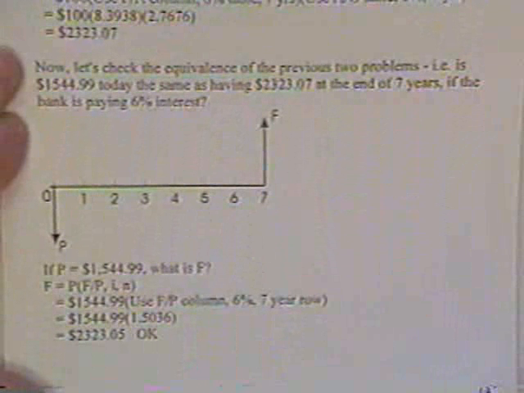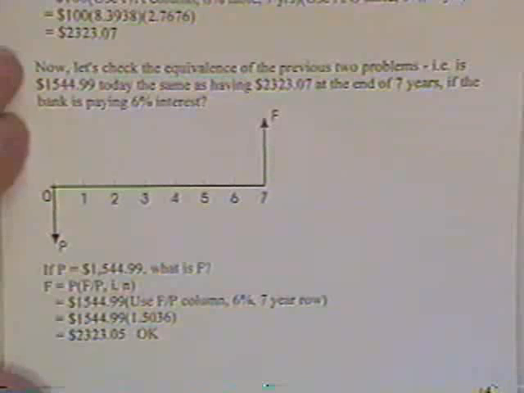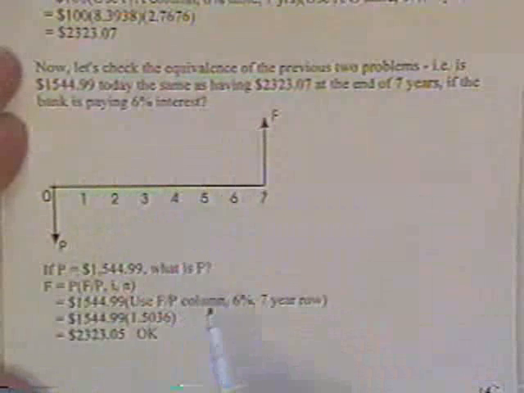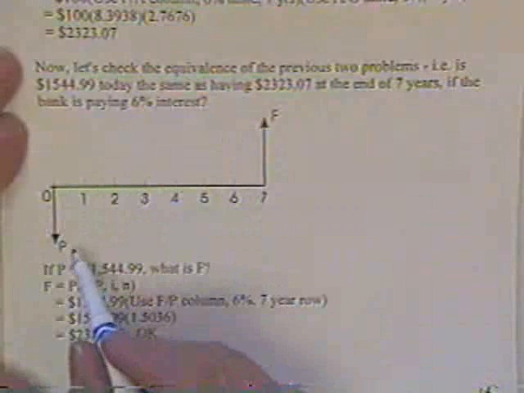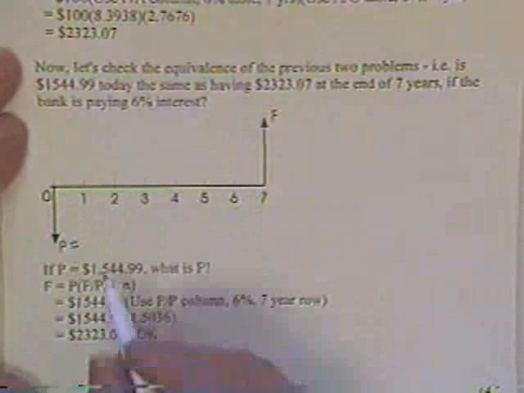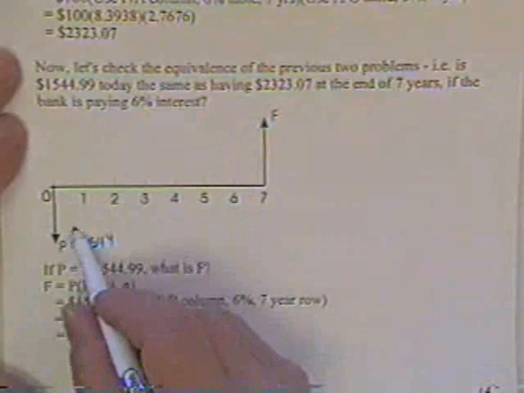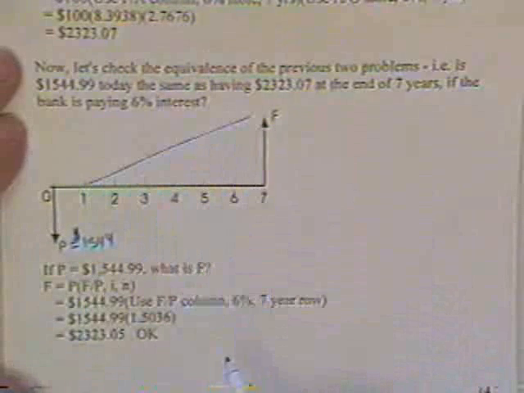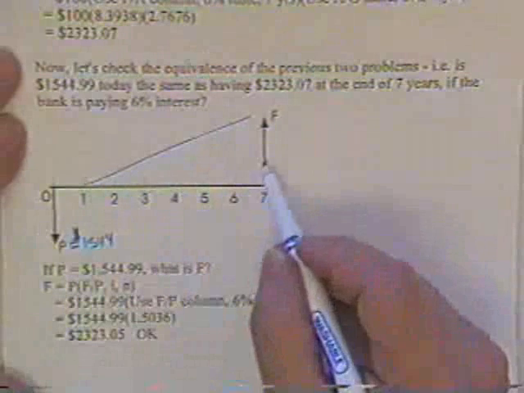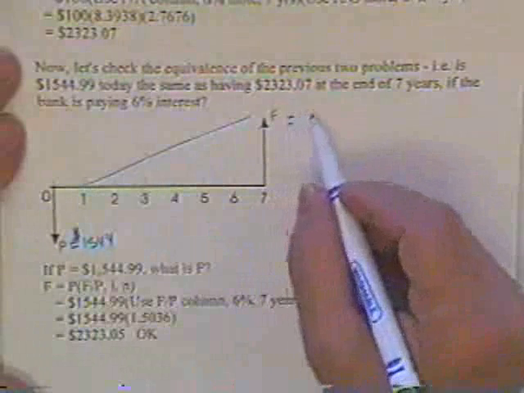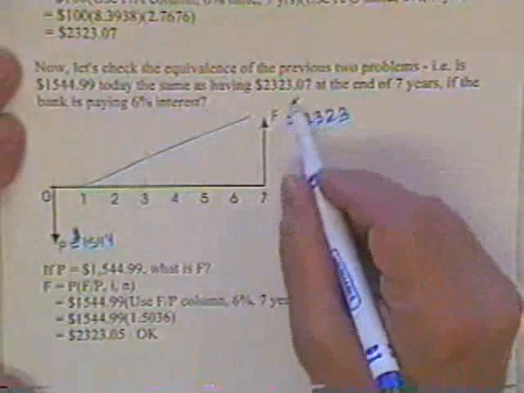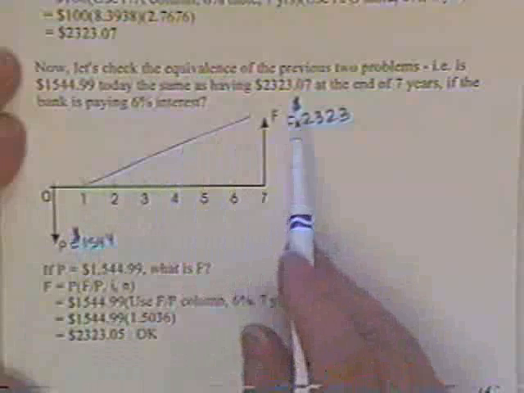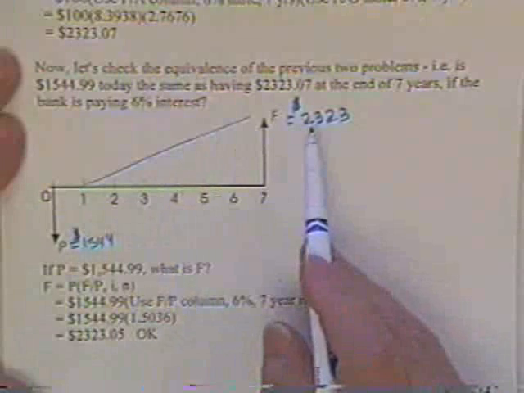Now, in this case, we're kind of doing the same thing as we did before. We ran a $100 gradient up between times 0 and 7. The P value we found here was $1,544 for that gradient. And the future value we found for that same gradient right above here is $2,323. And if that's true, then this string of money giving this and this string of money giving this, then this ought to be the same as this, ought to be equivalent.